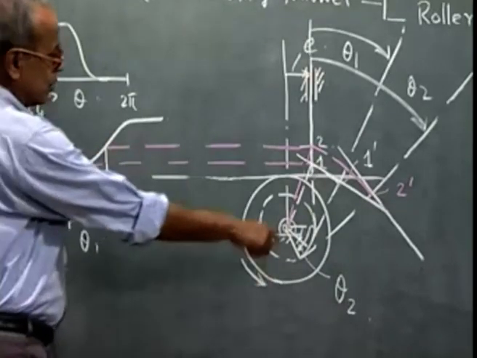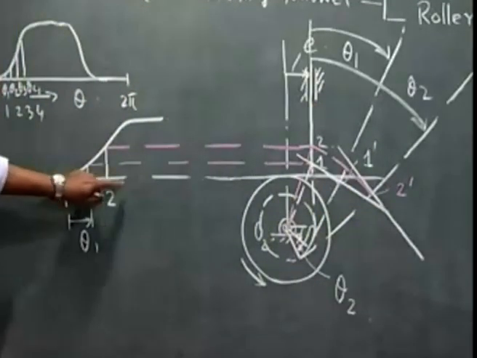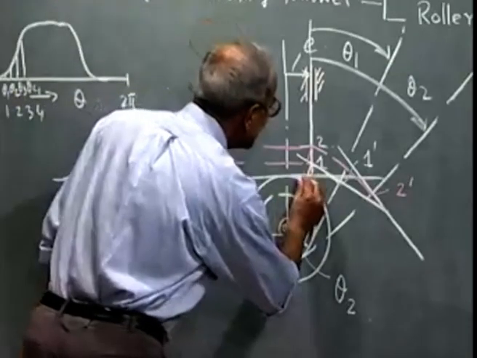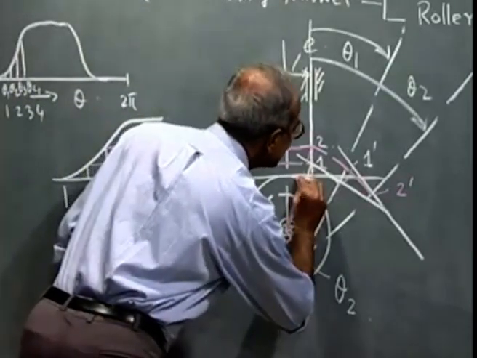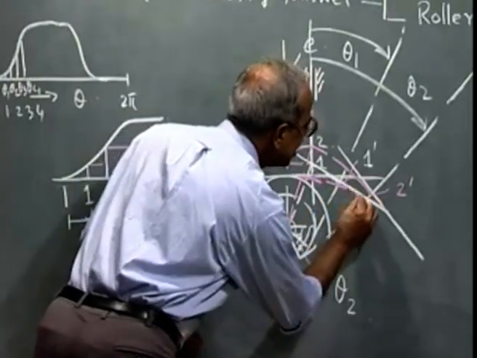This way I can draw the inverted position of the follower face corresponding to all the station points 1, 2, 3 and so on. And the cam profile is nothing but a curve which is an envelope to this family of straight lines representing the follower faces.